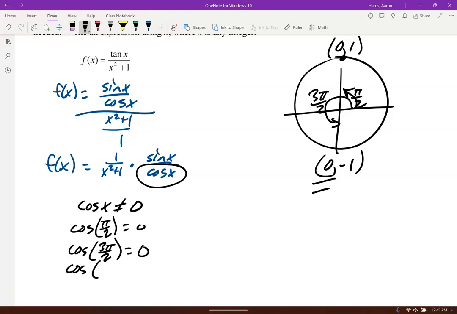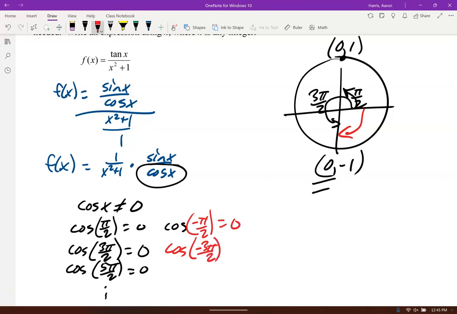So like 5 pi halves, right? Dot, dot, dot. I keep going. Same thing in the negative direction. If I go negative pi halves, the cosine's also 0, right? Or negative 3 pi halves, which is coterminal to pi halves. Or negative 5 pi halves. And so on, right? So I have an infinite amount of locations where the cosine is 0, right?